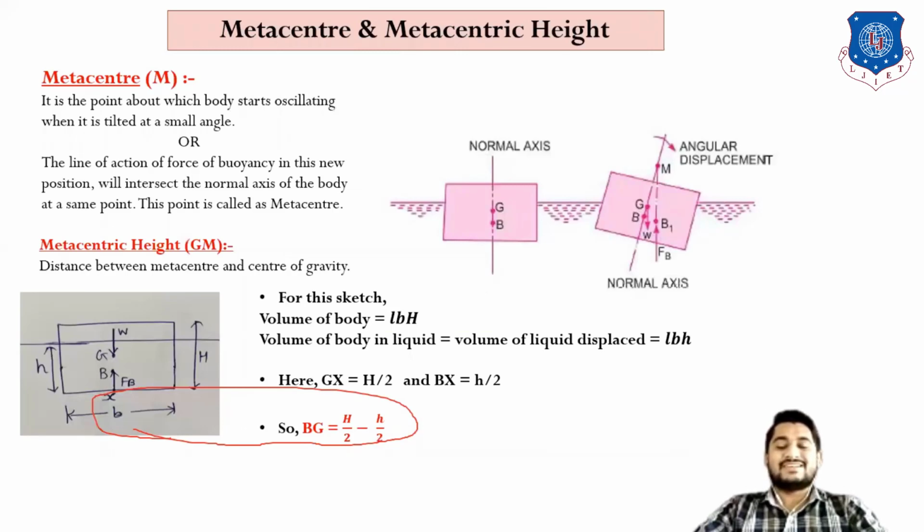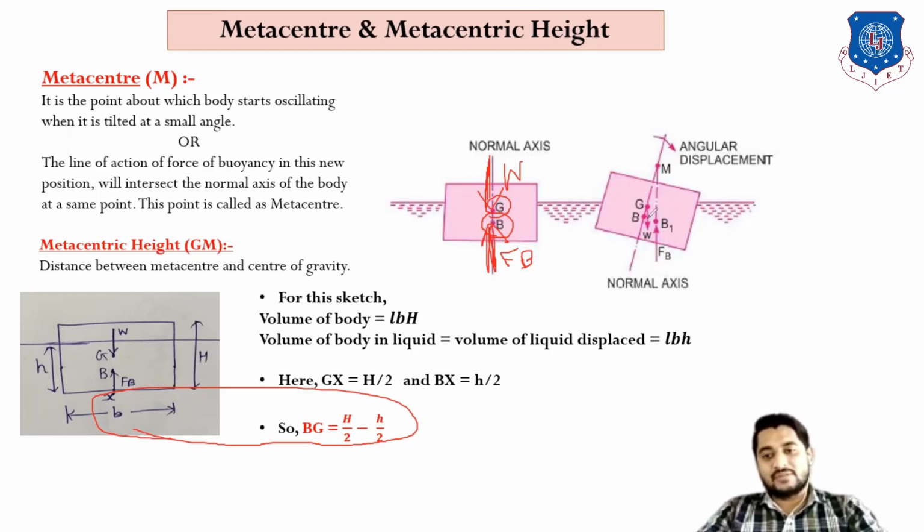Theory: metacentric height and metacenter. So what do you mean by metacenter? It is the point about which a body starts oscillating when it is tilted at some angle. Suppose here we have some body. Here the center of gravity is shown. Here point B is known as the buoyancy point. From the center of gravity, weight W is acting in the downward direction, and from the buoyancy point, buoyancy force FB is acting in the upward direction.